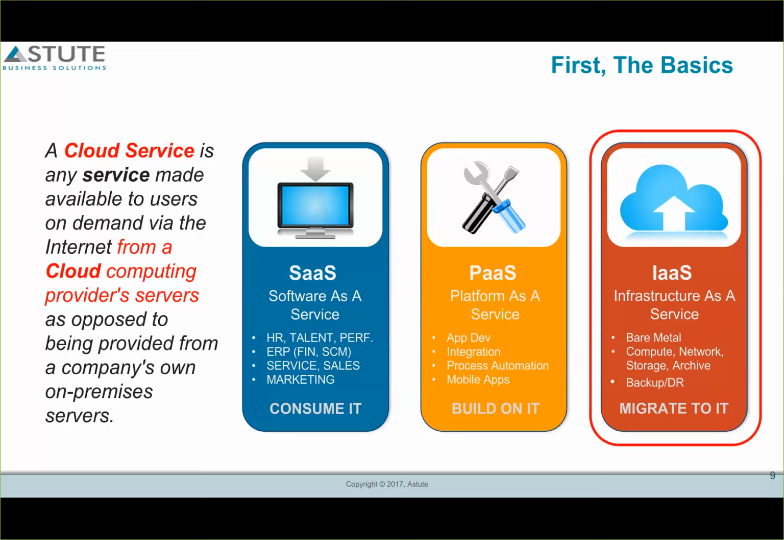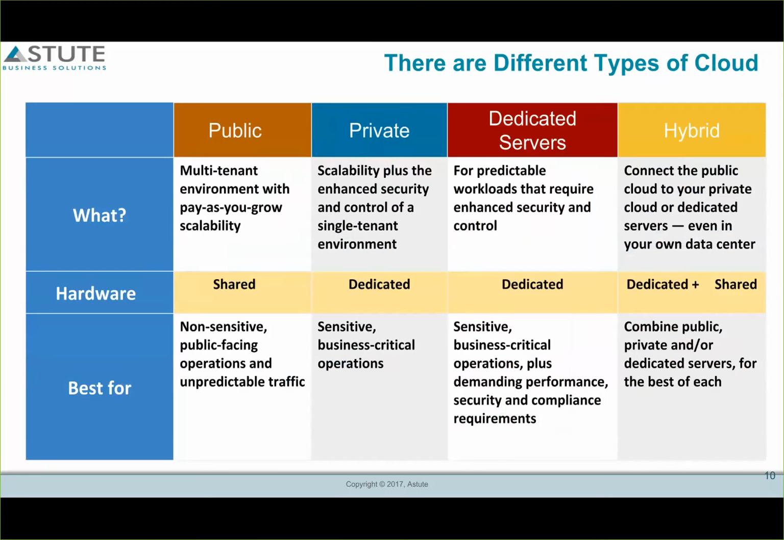So having gotten through the basics, let's now focus on what are the different types of cloud you can consider deploying for your organization. And the broad categories are public, private, and hybrid. As you can see in this table, it gives you a very simple and easy to understand comparison of what is each of these services, what do they mean for you, what are they best for, and from a hardware perspective, what do you get with each of these services.